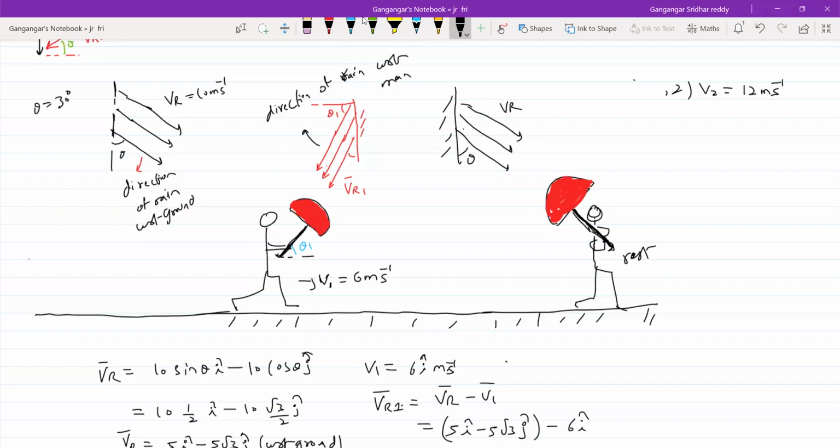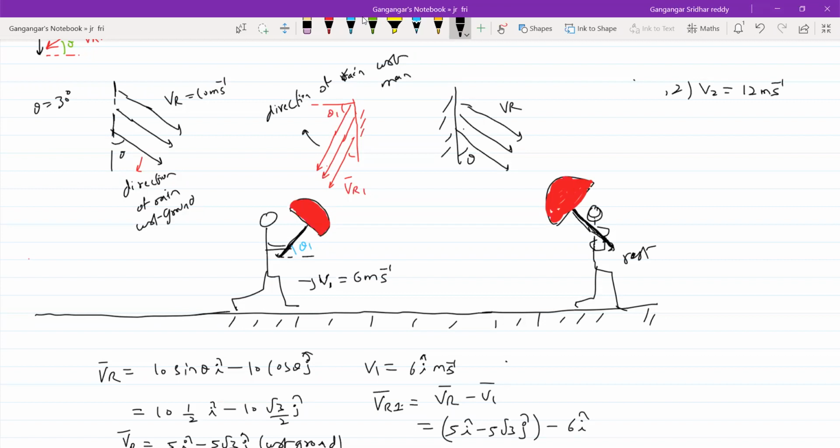Because of this condition. If you're not having an umbrella, tell me which part will be wet, front or back? The front part will be wet. The back part will not be wet. Without an umbrella, the person is running with a speed of 6 meters per second, so the front part will be wet. The back part will not get wet, because the raindrops are not striking behind.